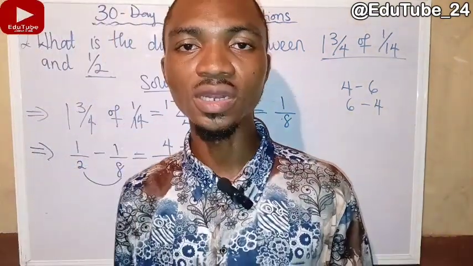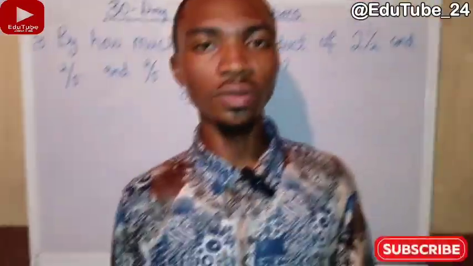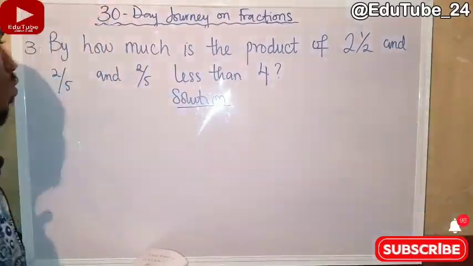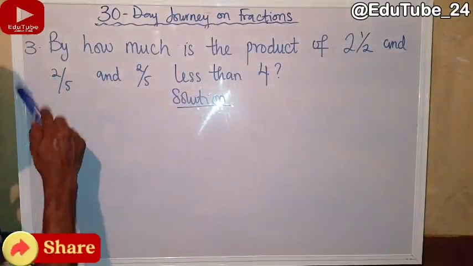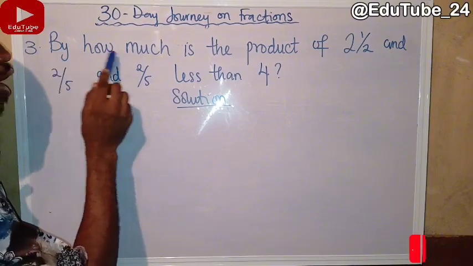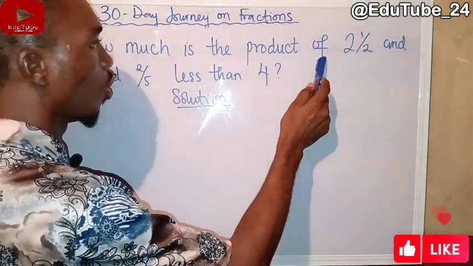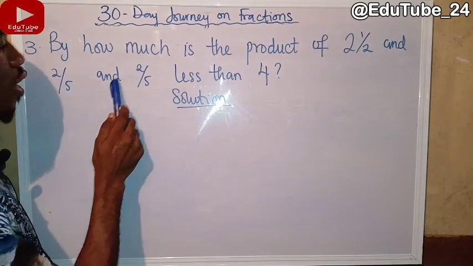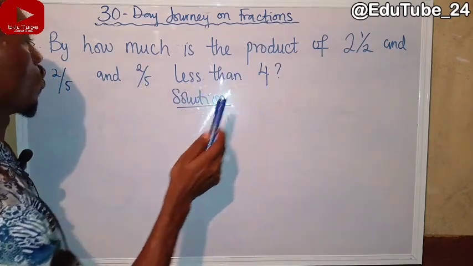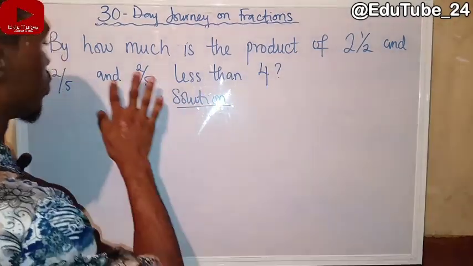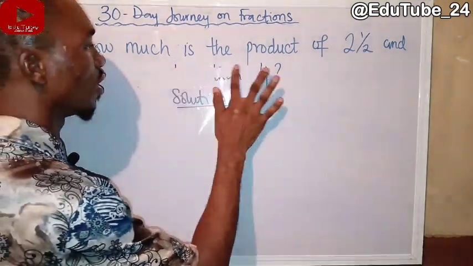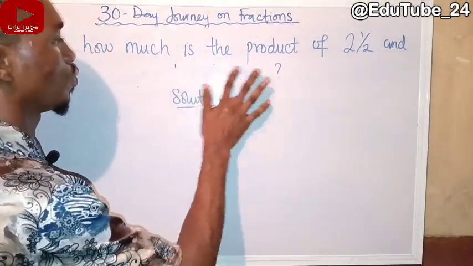Let's go on to the next question. Now, let's look at the third question. Let's decipher the third question and solve it. The third question says, by how much is the product of 2 whole number 1 over 2 and 2 over 5 and 2 over 5 less than 4? Oh, okay, there's an error in the question. This part is not meant to be there. The next thing is less than 4.